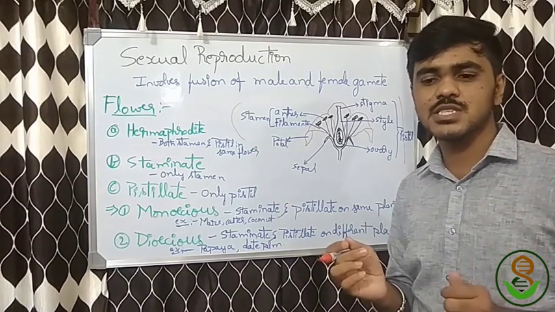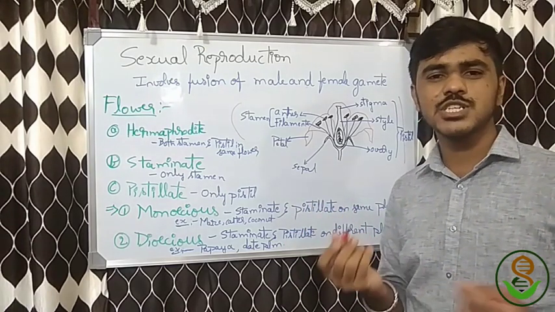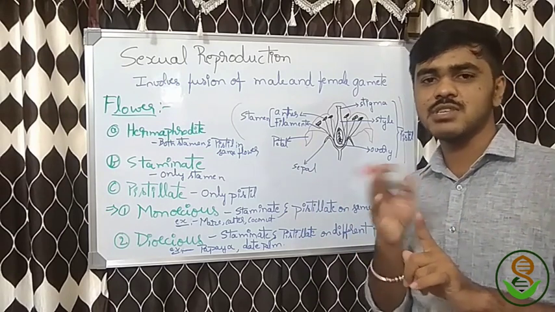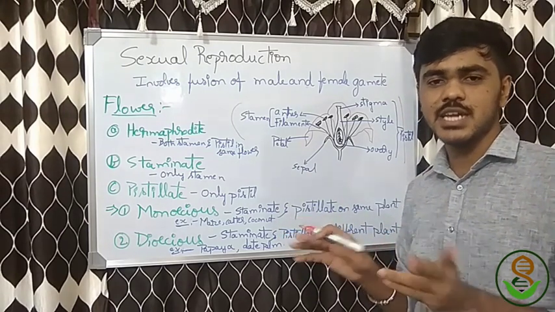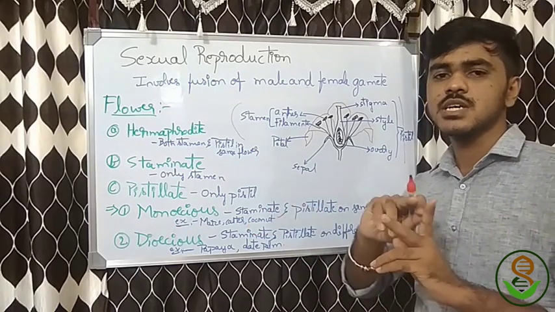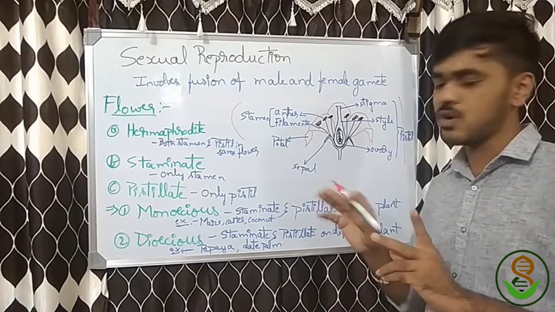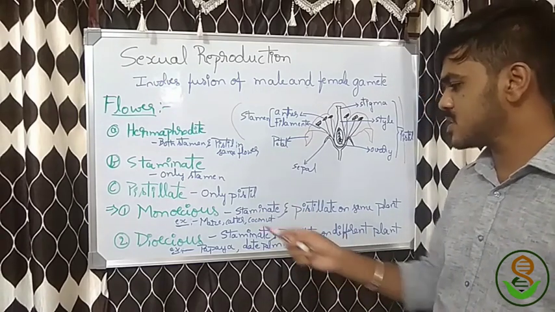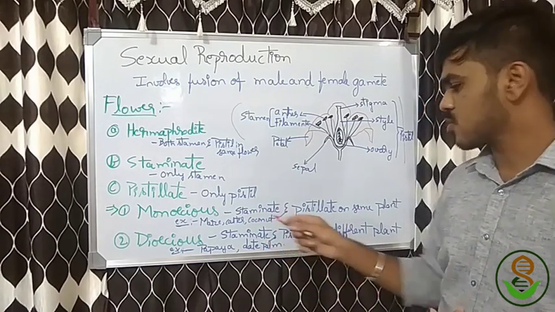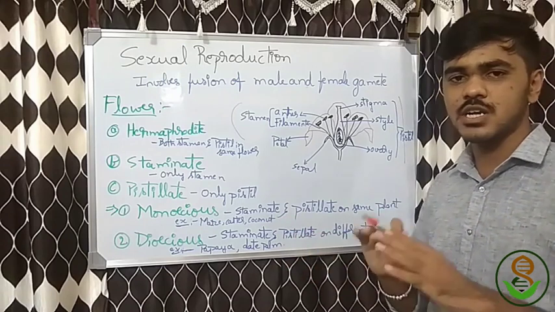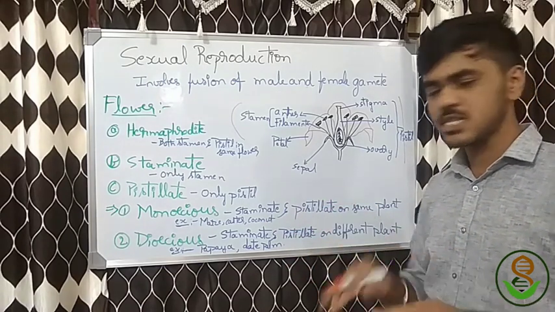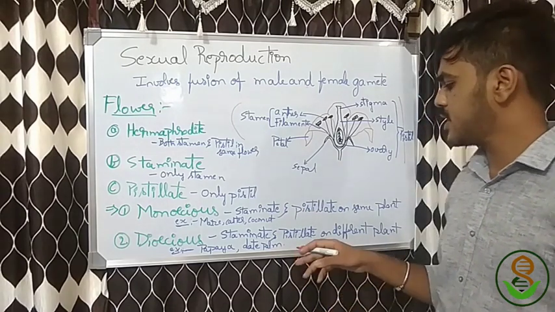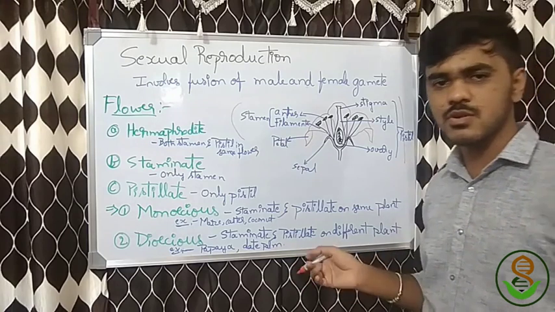Just remember this thing, I can give a hint. Monoecious: mono means one. In one plant, both male and female flowers are there, then we say monoecious. In dioecious, di means two: in two individuals, the staminate and pistillate flowers will be present. Examples for monoecious are maize, castor, and coconut, where different male and female flowers are present on the same plant. In dioecious, general examples are papaya and date palm, and even in hemp we can see the dioecious condition.